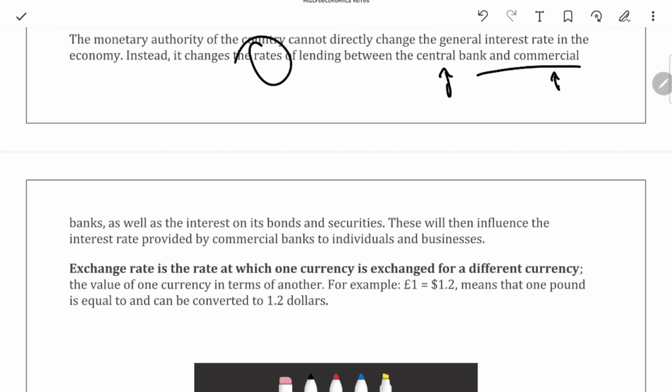Okay, and something that you quickly need to know is an exchange rate is the rate at which one currency is exchanged for a different currency. Okay, so for example, in my country it's £1, in another country it can be 1.2 pounds. Okay, or a different currency or different stuff. Okay, so that's what we call the exchange rate.